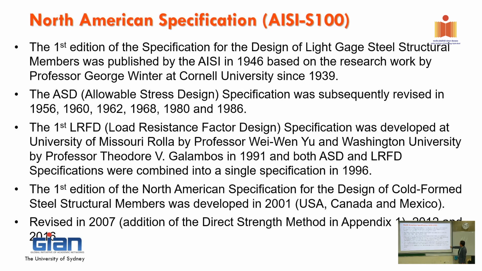And then later on, I think 2016 or 2012, yeah, 2012, they started to swap. So the direct strength method is now the main body, and they moved the effective width method back into the appendix. So there's some significant improvement here in the direct strength method in America. Okay, so that is a brief history of the AISI specification for cold-formed steel.